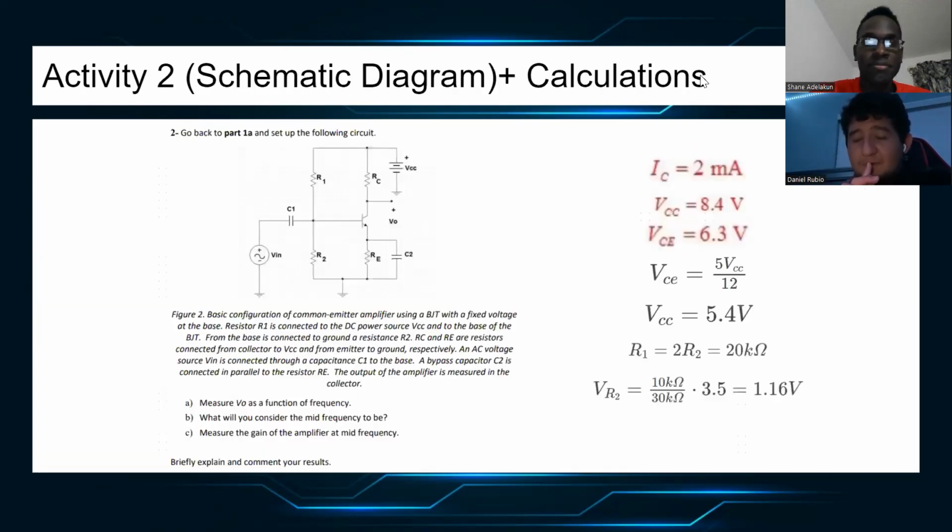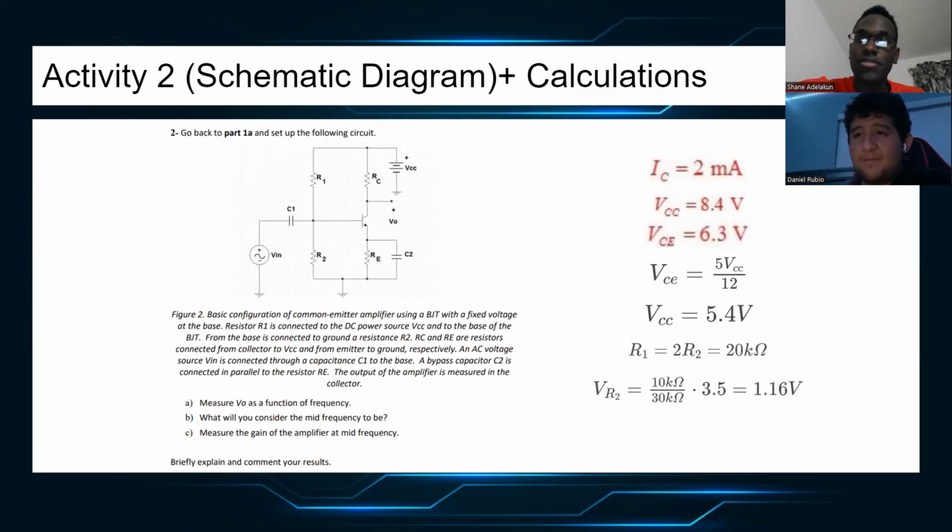Moving forward. This is activity 2, the diagram and our calculation, since we have most of it in part 1. As you can see, on the left side is the circuit for part 2. You had to go back to part 1 to set up the following circuit. So it's somewhat similar. Our IC is 2 mA. Our VCC is 8.4 volts. Excuse me, our VCE is equal to 6.3 volts.